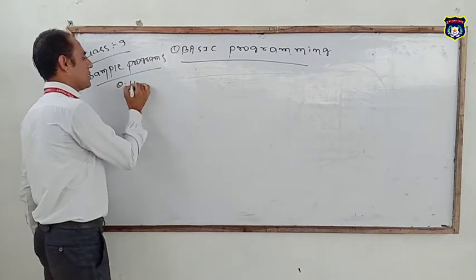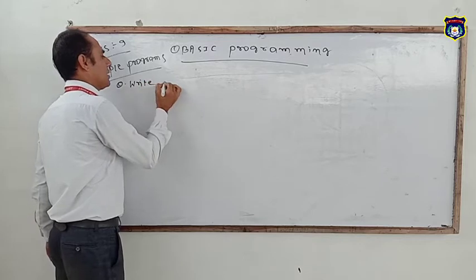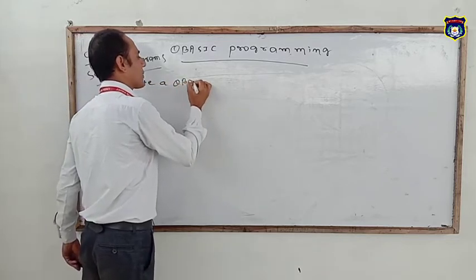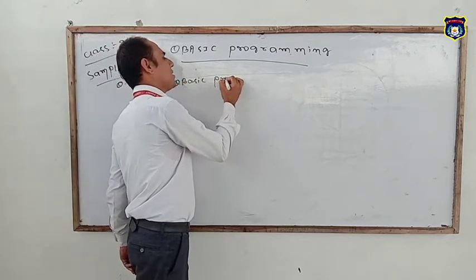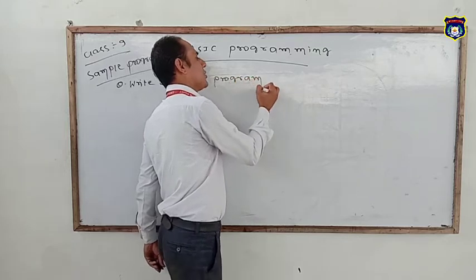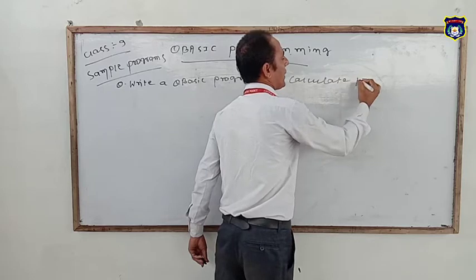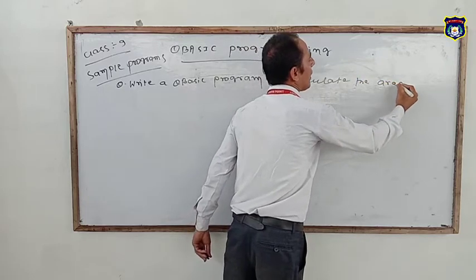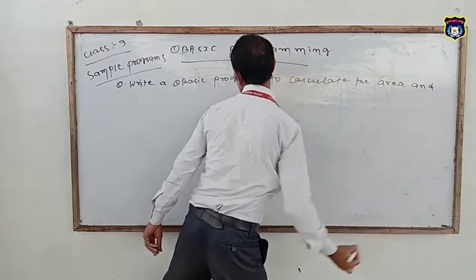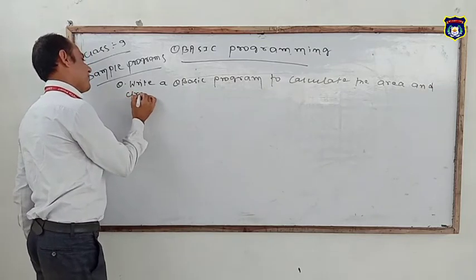Question: write a QBasic program to calculate the area and circumference of a circle.